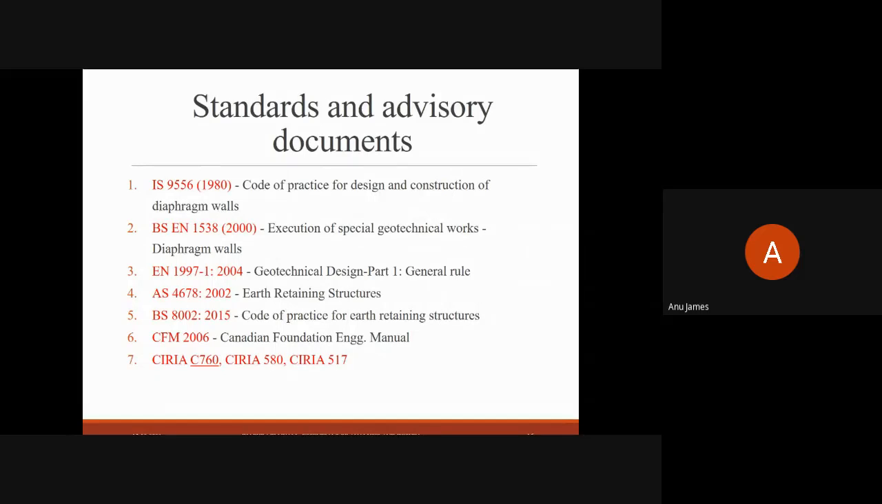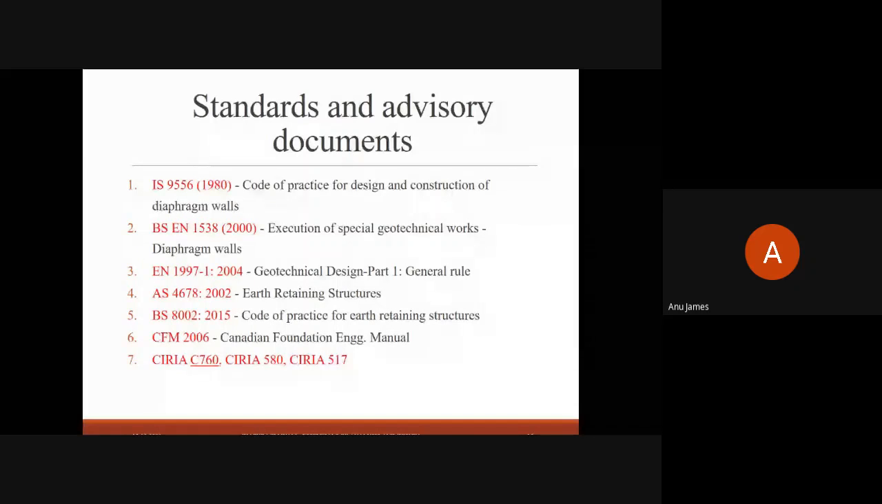The third one is Eurocode 7, the geotechnical code. Fourth, the Australian code for earth retaining structures, then the British code for retaining structures, and the Canadian Foundation Engineering Manual. All these standards provide more information which is specific for deep embedded systems and diaphragm walls regarding different limit state conditions required, different safety coefficients required, and different reinforcement detailing specifications which are specifically stated for the diaphragm wall system.